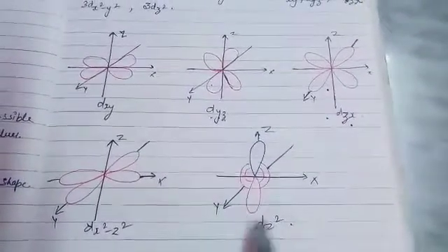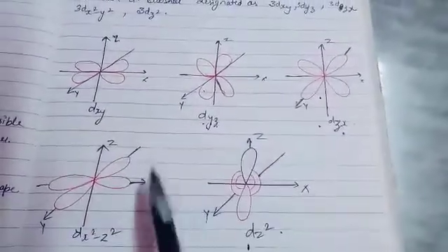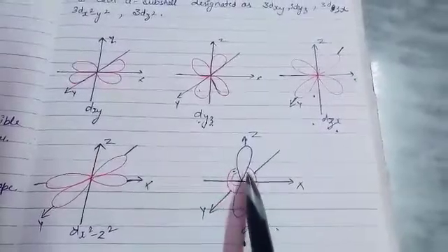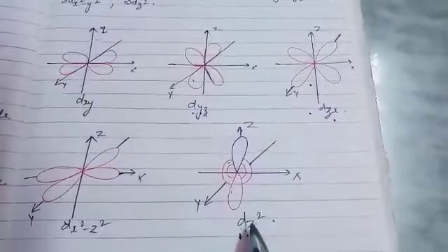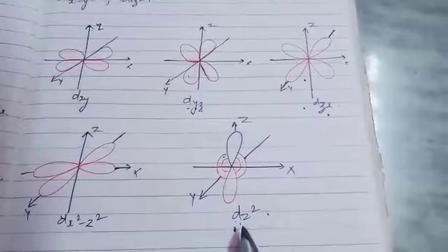Now just see dz square. All are double lobed dumbbell shaped structures, but this one is a single lobed structure and a ring is fused around this single structure. This one is dz square, and because this one is along the z-axis, it is dz square.